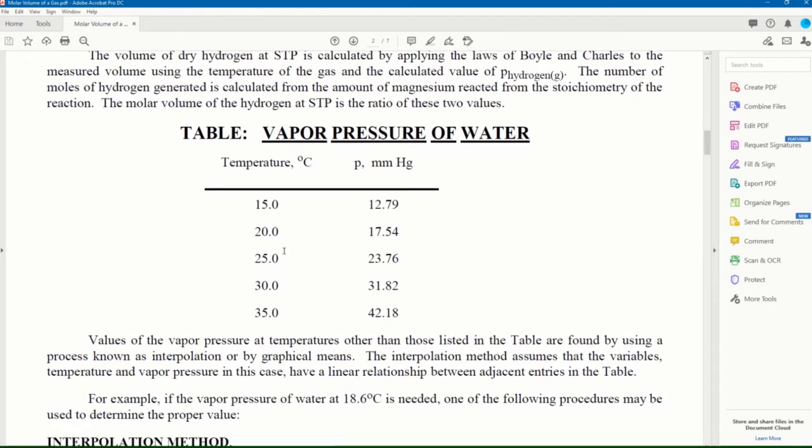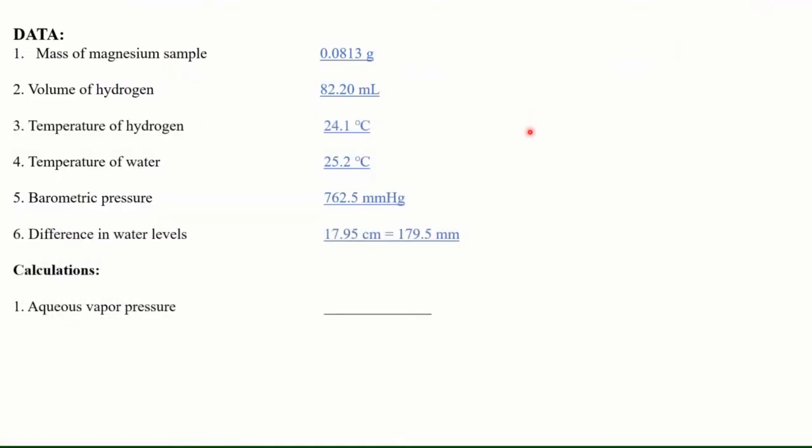Now our temperature is 25.2 degrees, so we are between 25 and 30. So our vapor pressure will be much closer to 23.76 millimeters of mercury, simply because we're at 25.2 rather than at 30. But we will calculate it exactly. So let's start to calculate what the vapor pressure is exactly at 25.2.